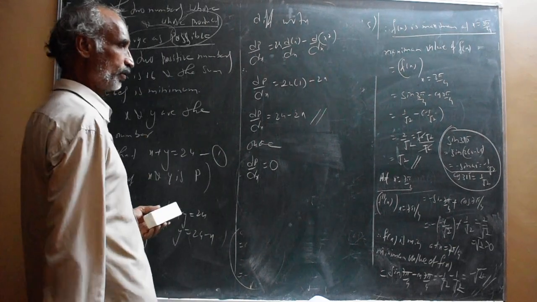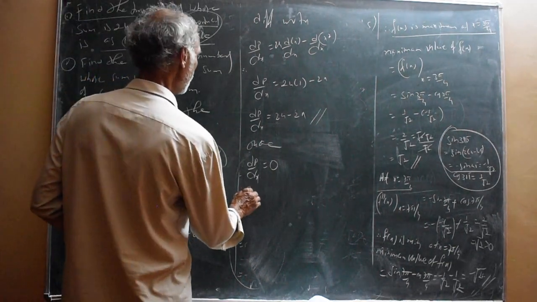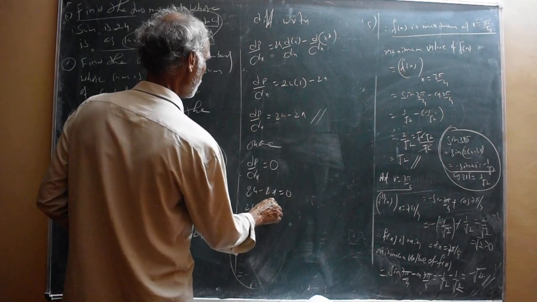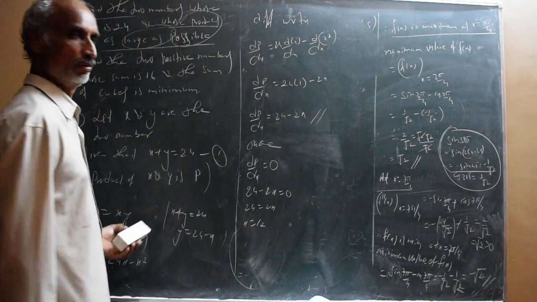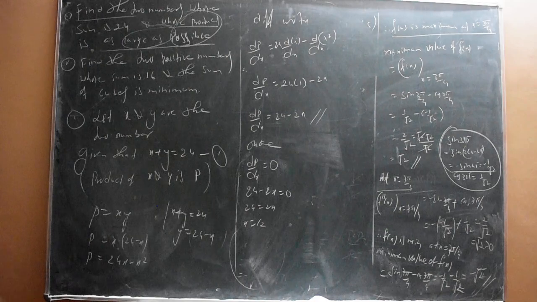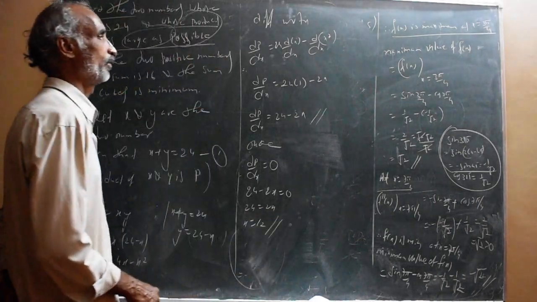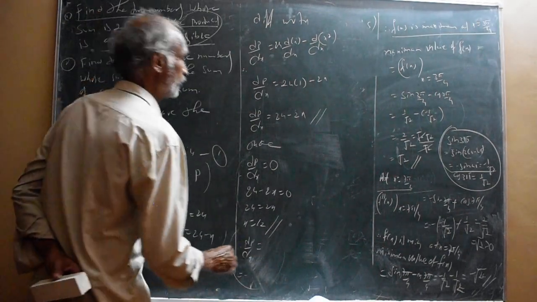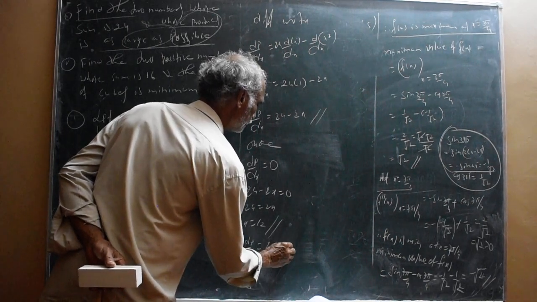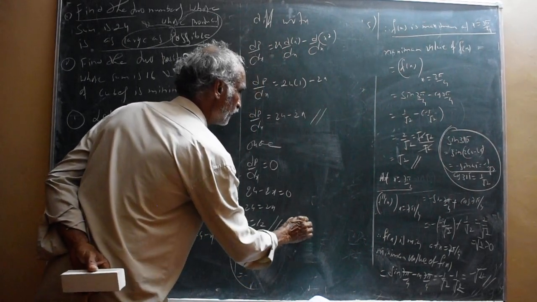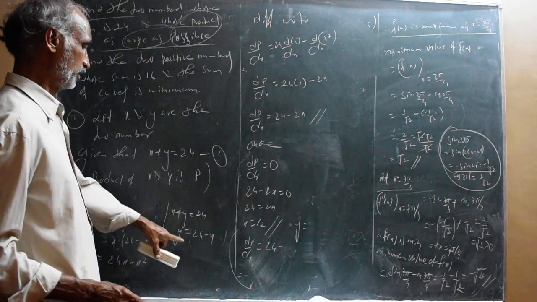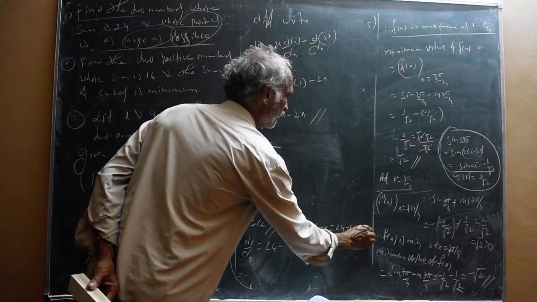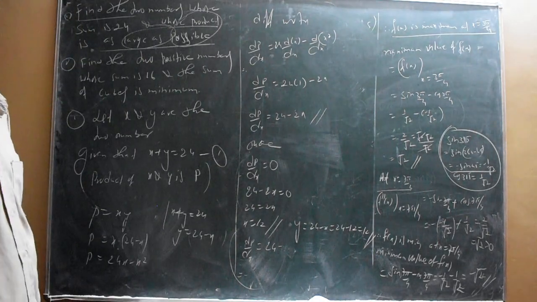Therefore, first order derivative 0, therefore 24 minus 2x is 0. Therefore 24 is equal to 2x. Therefore x is equal to 12. Okay, I got the critical point. Let us work out y. y is equal to 24 minus 12. We got x and y values.